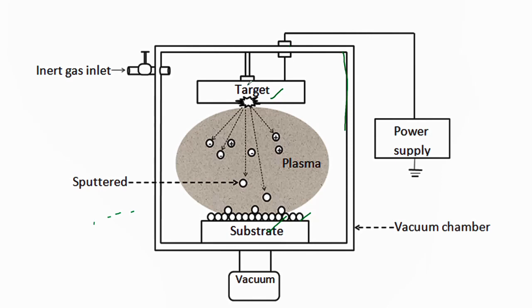A freon or argon gas, inert gas, is allowed to pass through this inlet. When high potential is applied between the electrodes, ionization takes place inside the vacuum chamber. The positively ionized, high energetic ions are accelerated towards the target and bombard the target with very high energy.